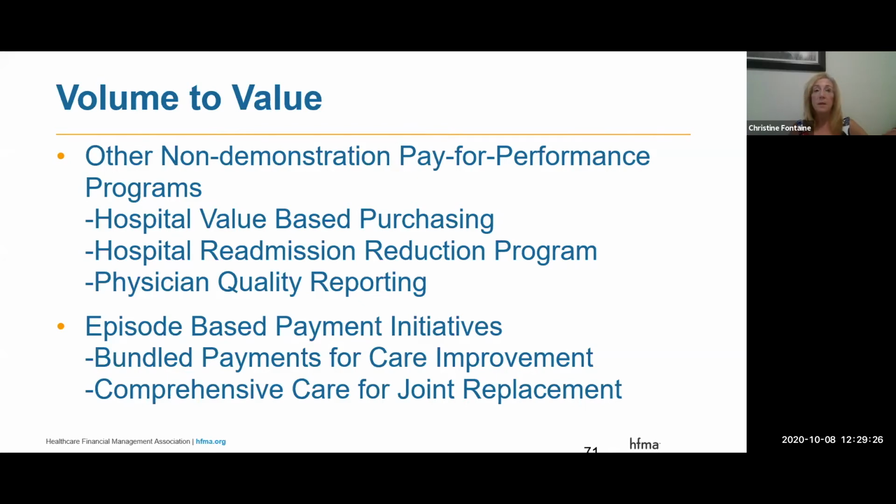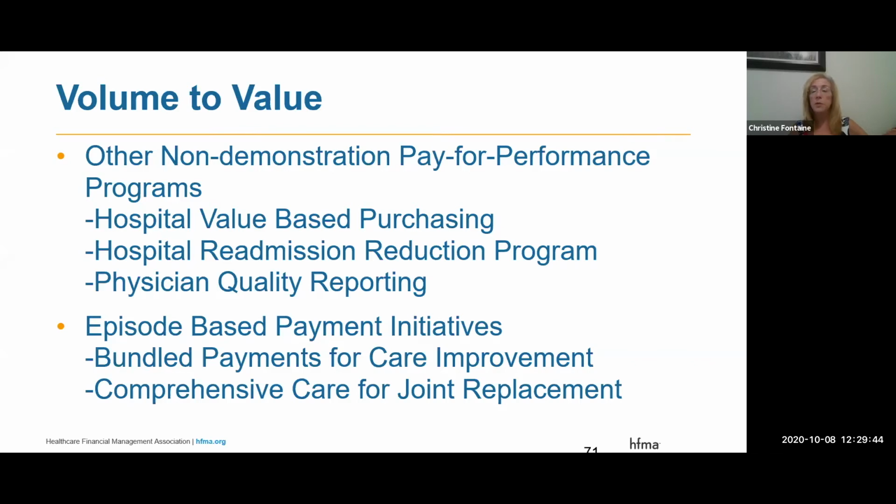HBBP rewards acute care hospitals with incentive payments based on how closely best clinical practices are followed, and how well hospitals enhance patients' experience of care during hospital stays.